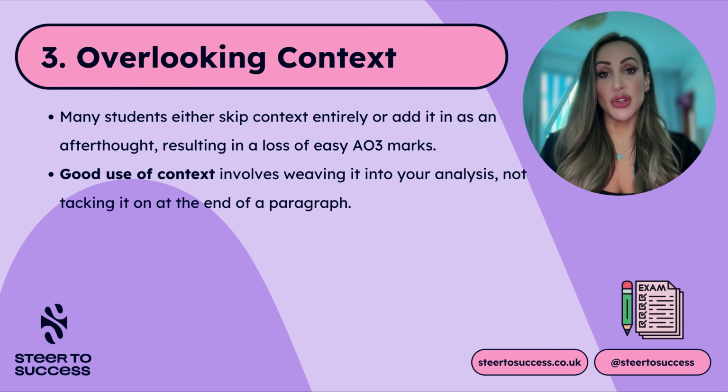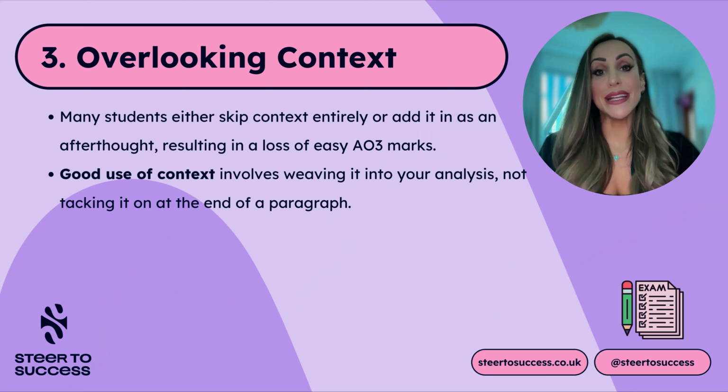Now, another thing that students often overlook is missing context. So many students either skip context entirely or add it in as an afterthought, as a bolt-on, resulting in a loss of easy AO3 marks. Now, AO3 is your context, the contextual factors, the background of the text that is relevant to what you are trying to say, not just irrelevant contextual details and biographical details, but it must be relevant to the argument that you're presenting. And good use of context involves weaving it into your analysis, not just tacking it on the end of a paragraph.